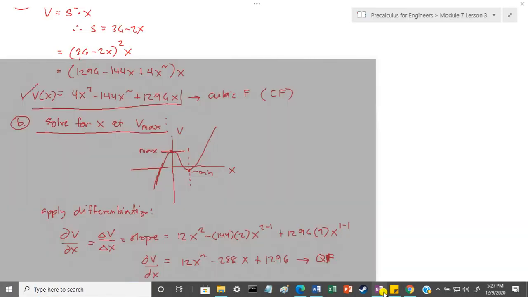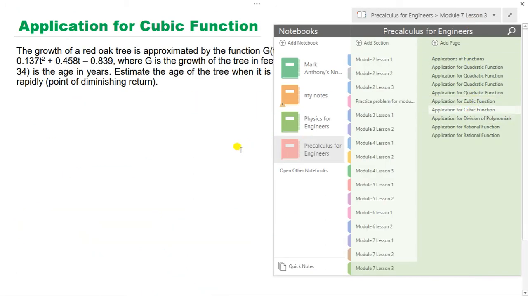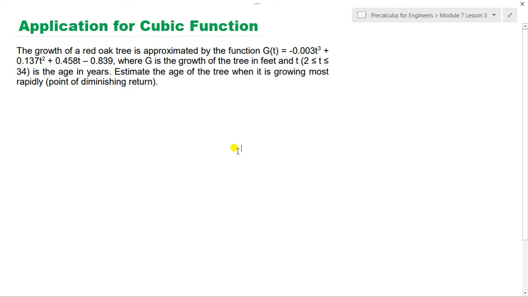Okay, so let's proceed to the next example for quadratic function, cubic function, I mean. So here we have a problem. The growth of a red oak tree is approximated by the function g of t equals negative 0.003 t cubed plus 0.137 t squared plus 0.458 t minus 0.839, where g is the growth of the tree in feet and t is in years. So the domain starts from 2 years until 34 years.